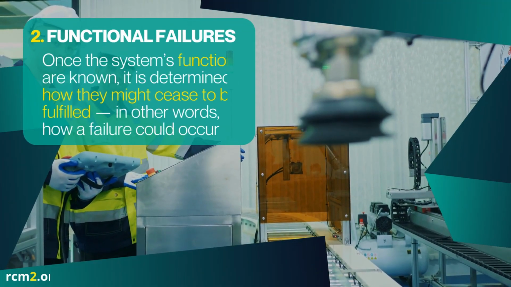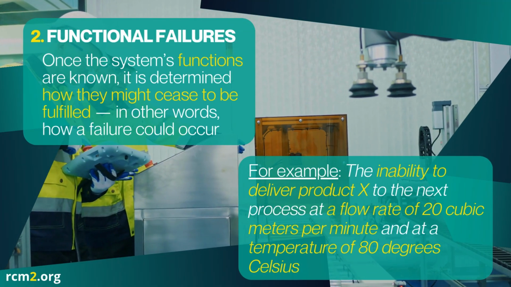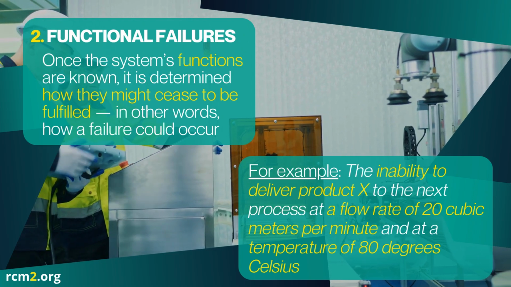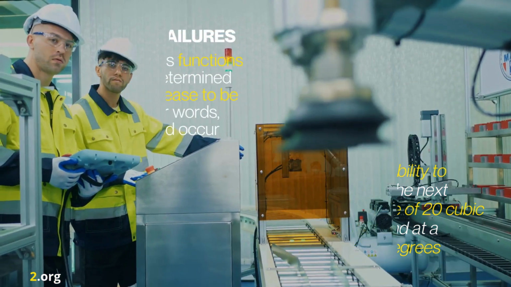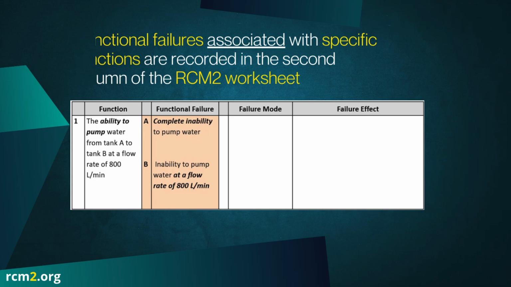Once the system's functions are known, it is determined how they might cease to be fulfilled. In other words, how a failure could occur. Functional failures associated with specific functions are recorded in the second column of the RCM2 worksheet.